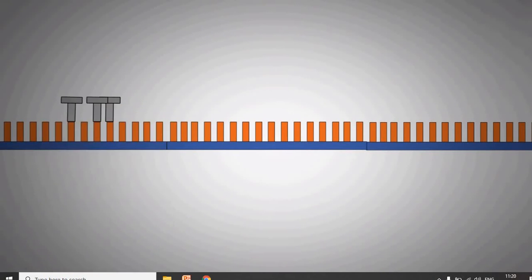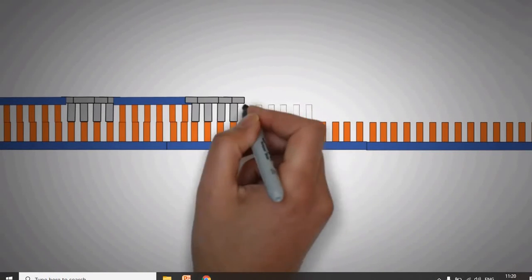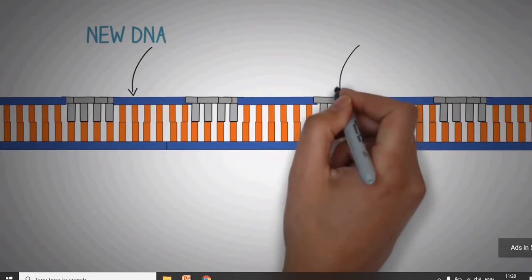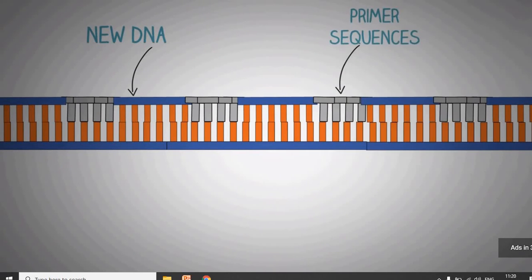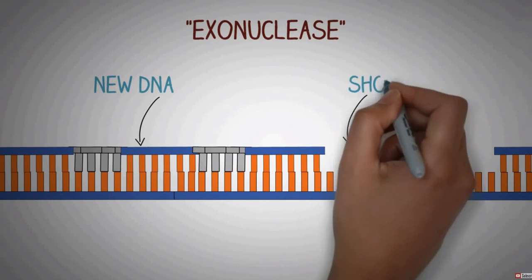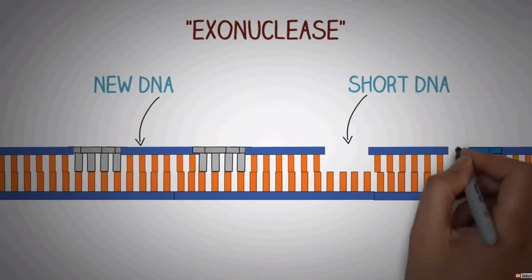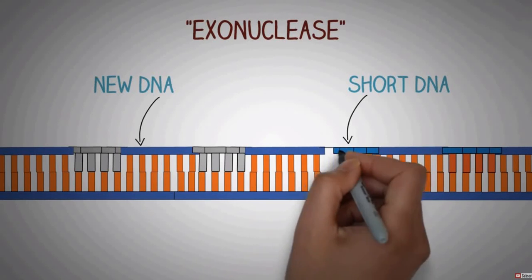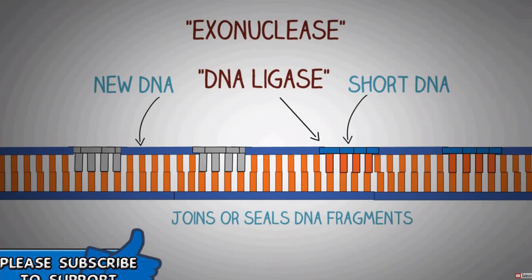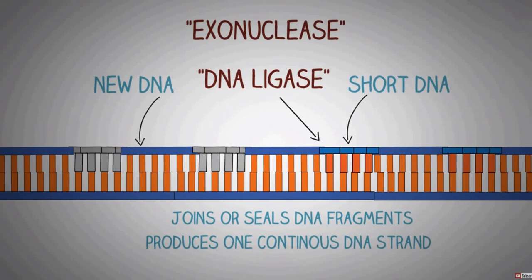Now, after the DNA polymerase has done its job, the newly synthesized DNA looks something like this. It has short segments of DNA with interrupting segments consisting of RNA primer. After this, another enzyme known as the exonuclease comes into play, which removes these short segments of primers, which are then replaced by short new segments of DNA by another type of DNA polymerase. After this, the enzyme DNA ligase seals or joins the DNA fragments to produce a continuous DNA strand even on the lagging strand.